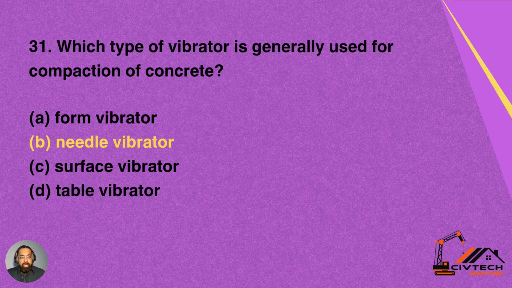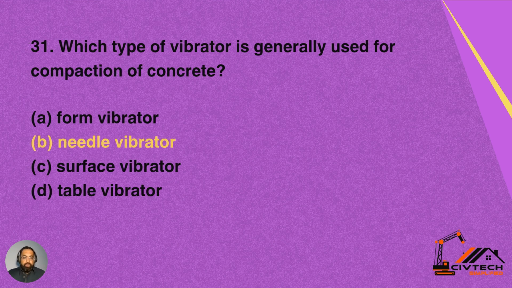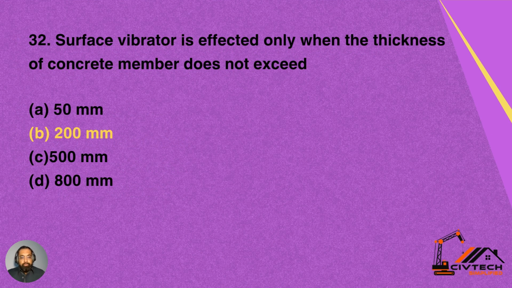Question number 31. Which type of vibrator is generally used for compaction of concrete? Option A, foam vibrator. Option B, needle vibrator. Option C, surface vibrator. Option D, table vibrator. So what we normally use in the field is the needle vibrator. Option B is the correct answer for this question.